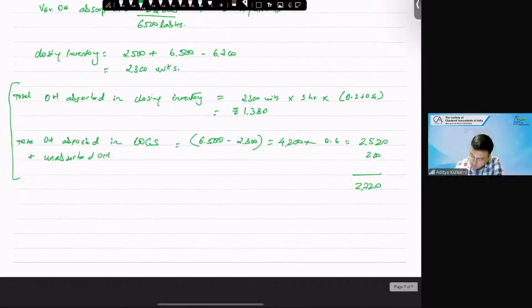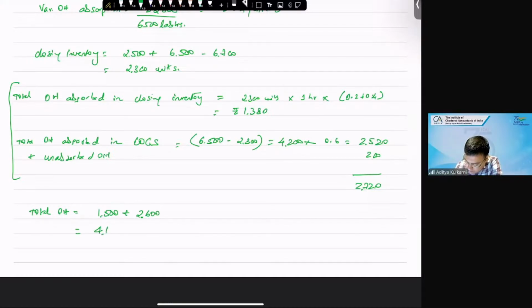What is your total overheads? Fixed was 1,500 and variable was 2,600. Please confirm. 4,100. Yes.